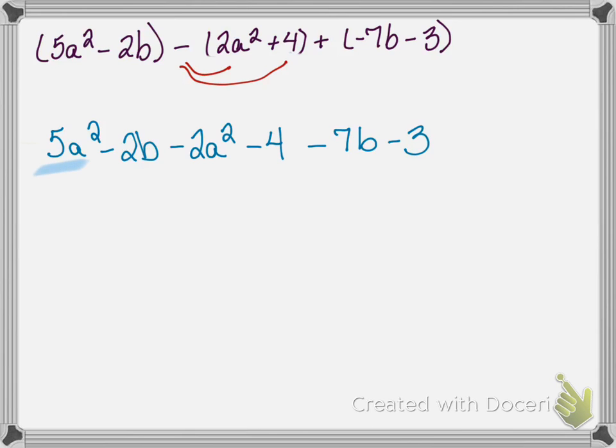So now I've got 5a squared and -2a squared. What is 5a squared and -2a squared? 3a squared. Then I have negative 2b and negative 7b, so I'm left with negative 9b. And then I've got negative 4 and negative 3, which is negative 7. Okay?